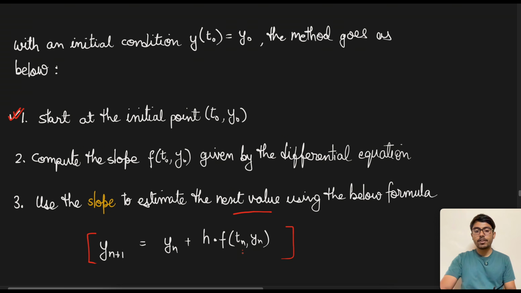Now notice that we are using t n, or nth time, and not n plus 1, because that is what we are going to estimate. This is what we will have based on the previous step, and we will go in an iterative fashion.